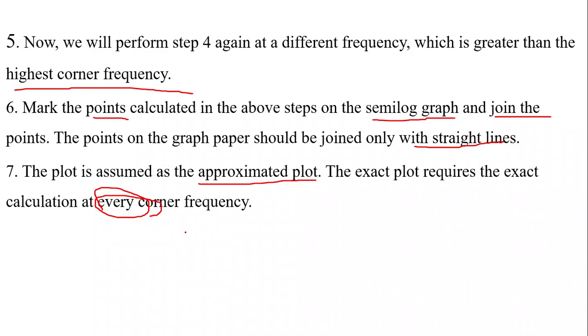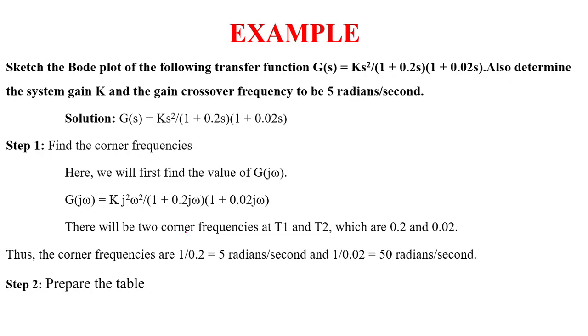Next we are going to see one example. Here the given question is: sketch the Bode plot of the following transfer function, G of s equals K into s square divided by (1 plus 0.2s) into (1 plus 0.02s). Also determine the system gain K, given the gain crossover frequency omega gc to be 5 radians per second.